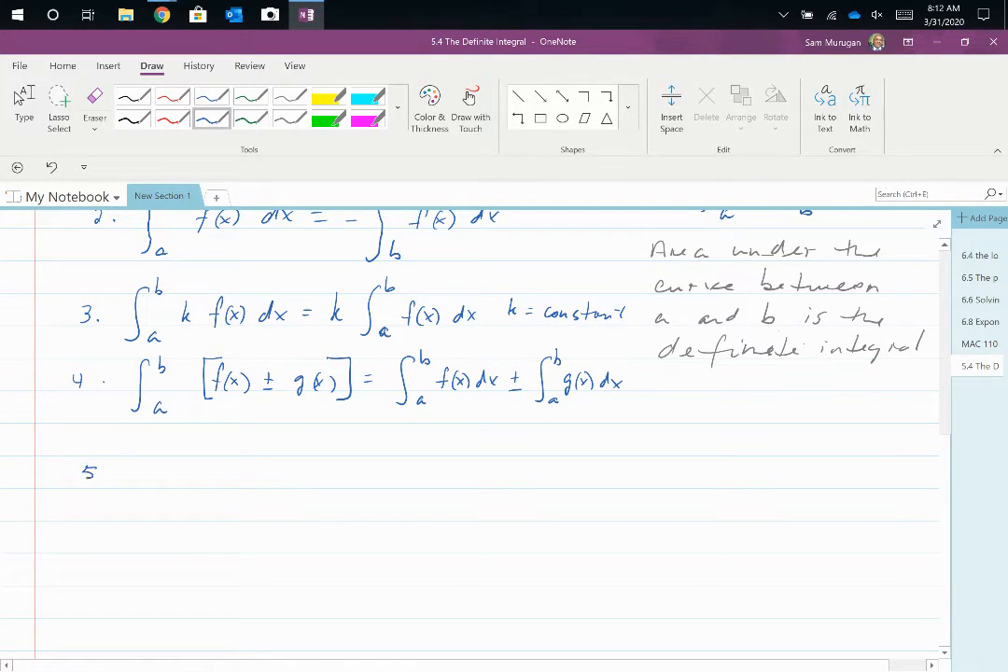And finally, a very important rule: the integral between c and a of f of x dx is equal to the integral between a to b of f of x dx plus the integral between c to b of f of x dx.